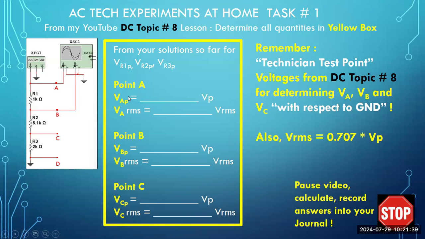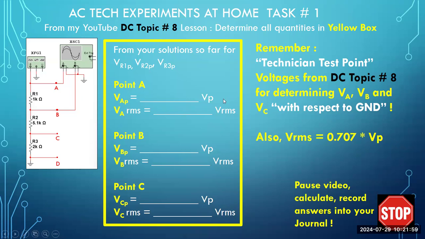So your task: determine the peak voltage at A, peak voltage at B, peak voltage at C. Once you have the peak voltages, then convert them to RMS. So the RMS formula is given to you here. The voltage RMS is equal to 0.707 times voltage peak. Got that? Okay. All right.